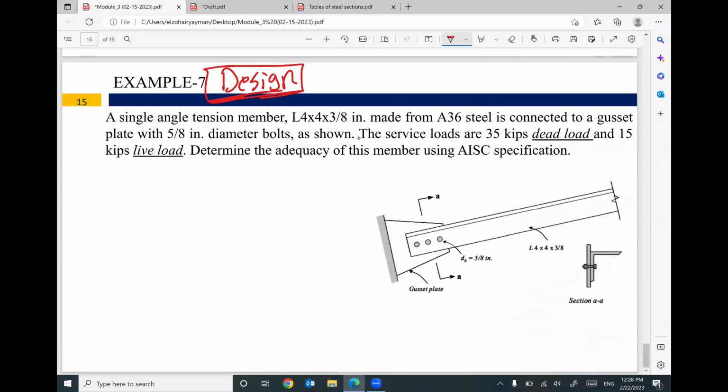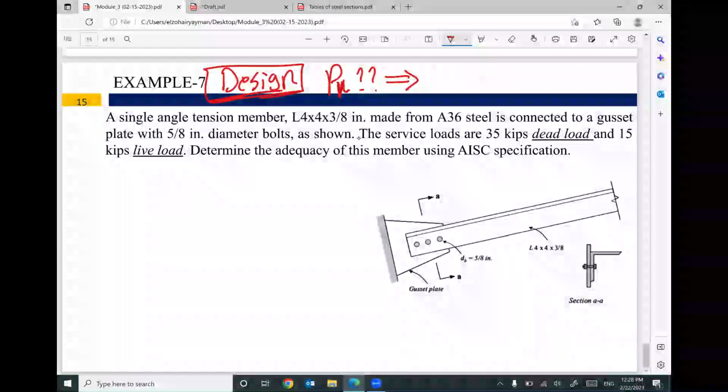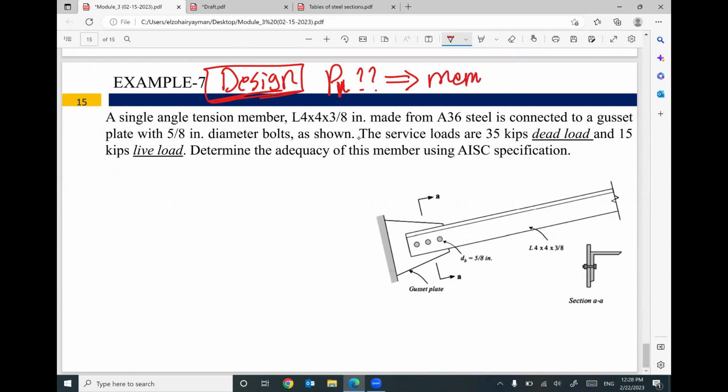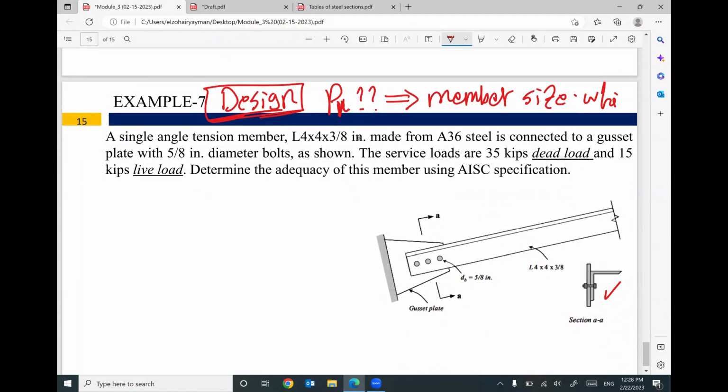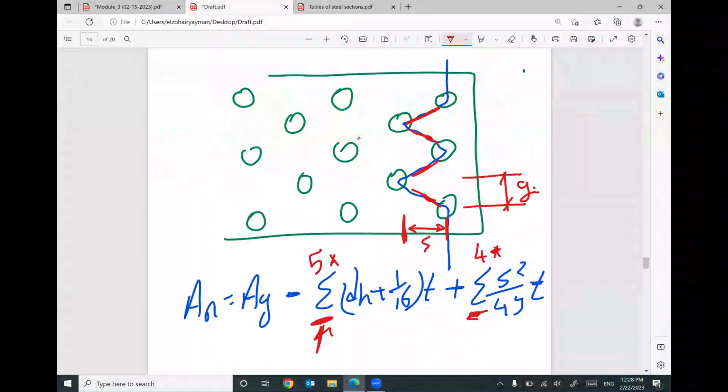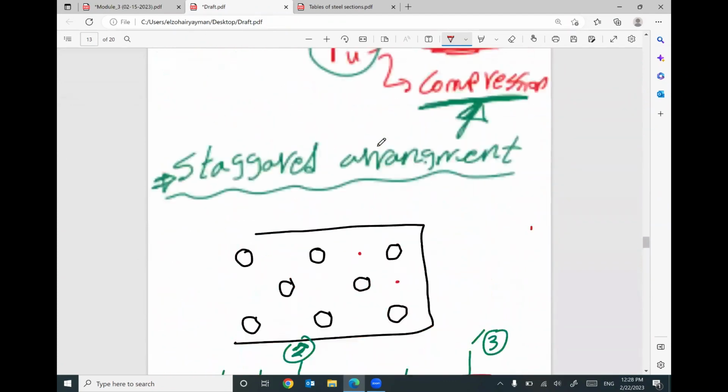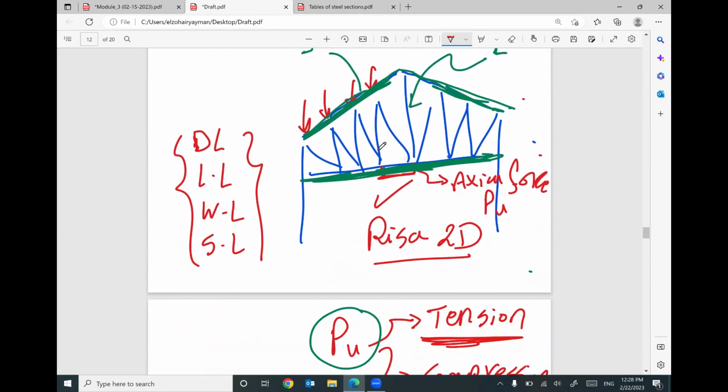I don't know about anything except what is the value of P ultimate, which is coming from RISA. Can you tell me what will be the member size? It will be angle. Looks like it should be an angle. Which angle am I going to use? So this is the case. If you are given the P ultimate, which is coming from RISA, like we did for this truss, how can I figure out the correct angle?